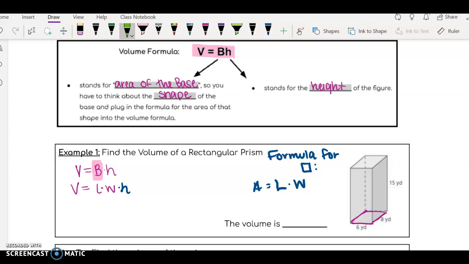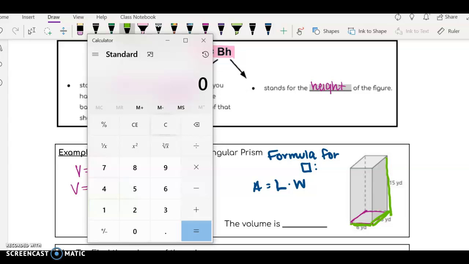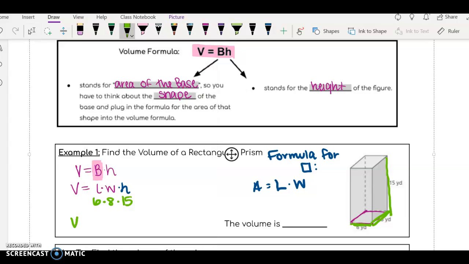So my length is 6 times my width, which was 8, times my height, which is 15. And now I just multiply all those together because it's the product. So we're going to do 6 times 8 times 15, 720. So the volume equals 720, and my units was yards. And then we just put that tiny little 3 up above the yards to show that we were finding volume.